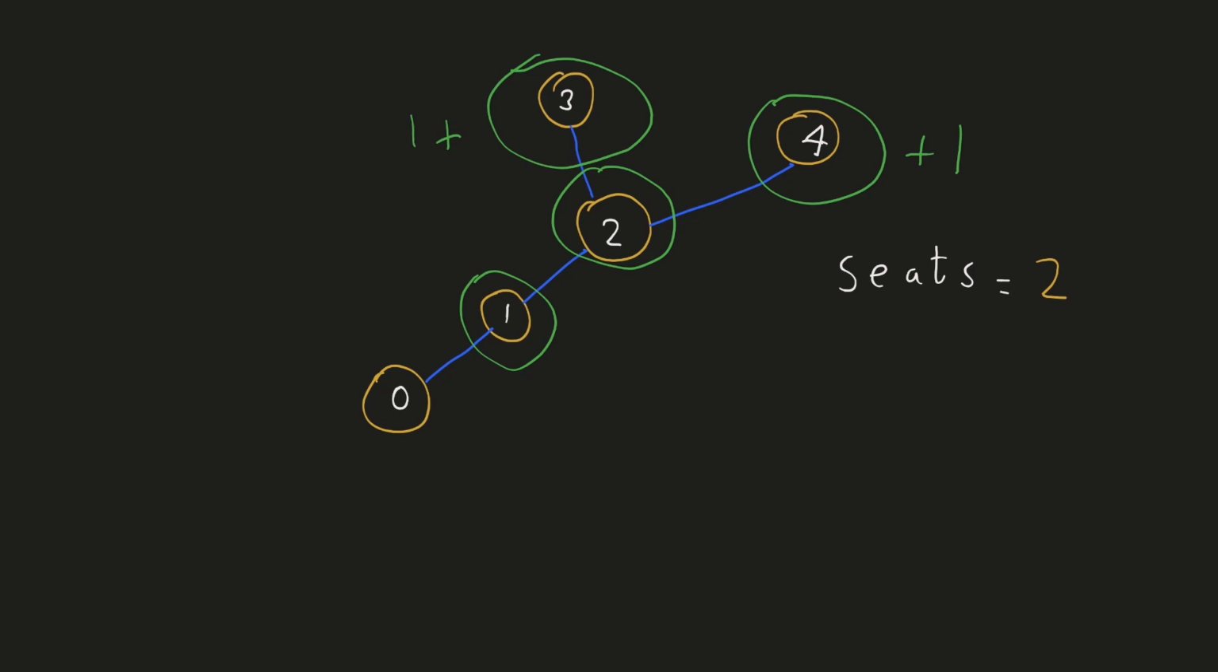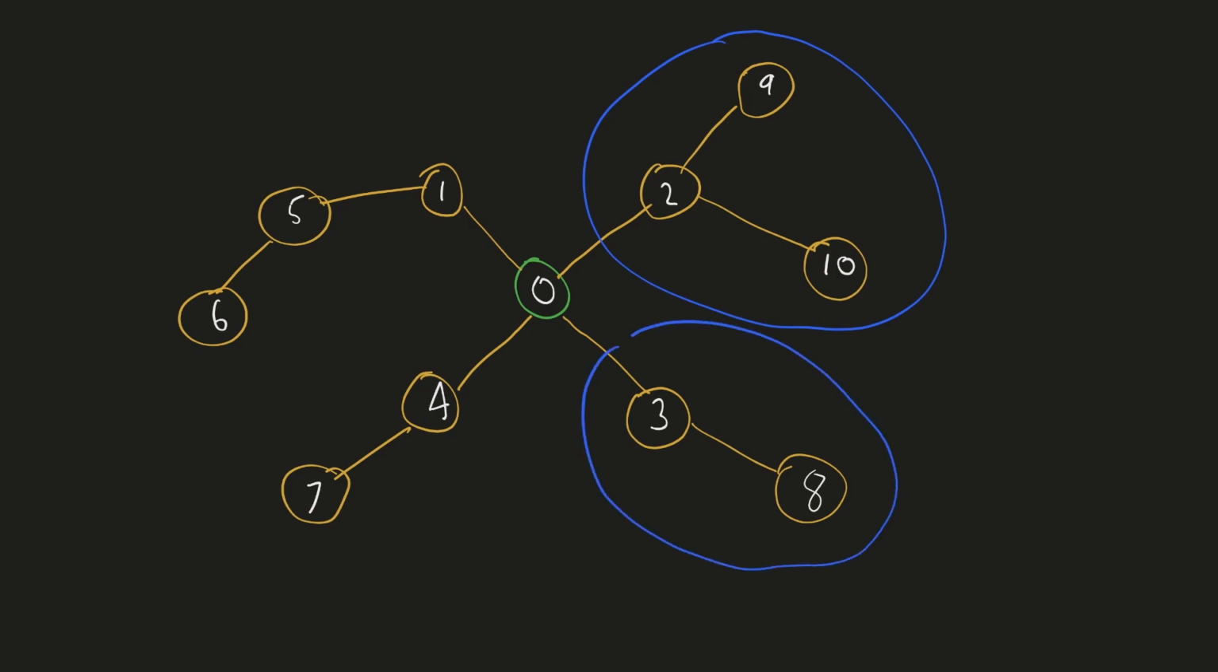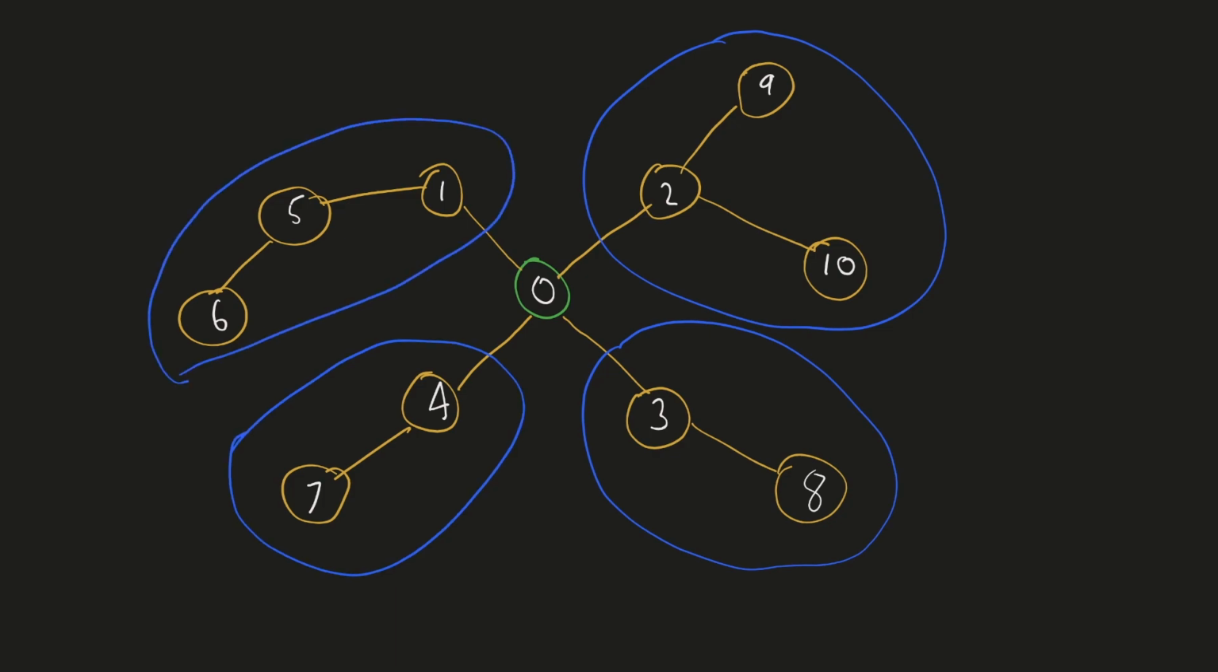So, DFS of 2 will return 3 and DFS of 1 will return 4. We'll have to call DFS on all the nodes with which 0 is connected. If our graph looks something like this, then the number of people traveling to city 0 from this part would be completely independent from the number of people traveling from this part. And similarly, these two parts will also be independent. Hence, we'll have to calculate individually for each part.